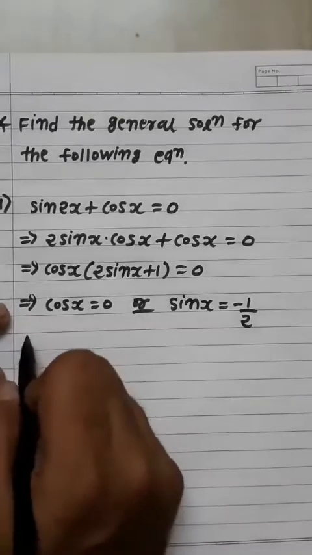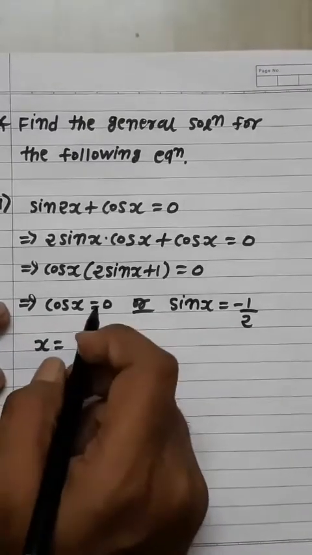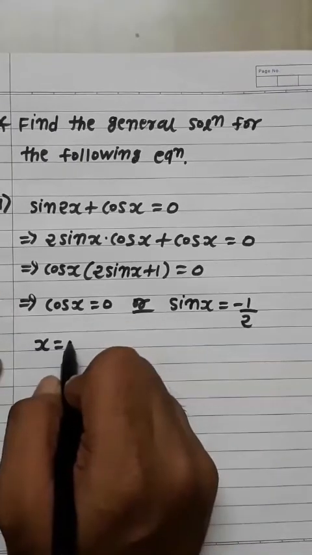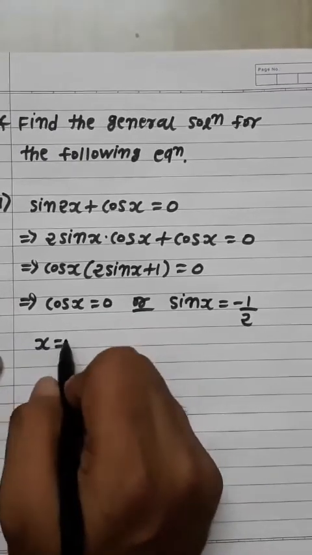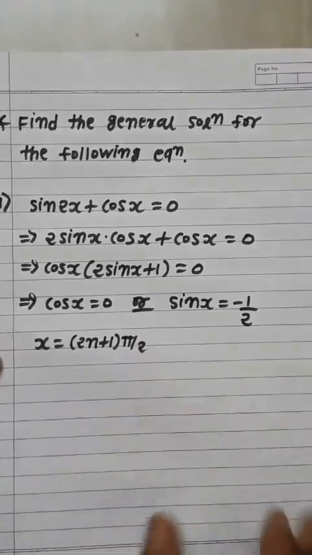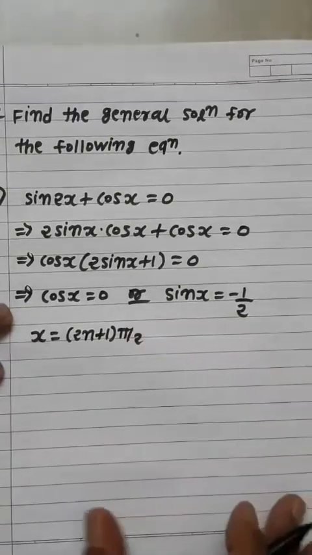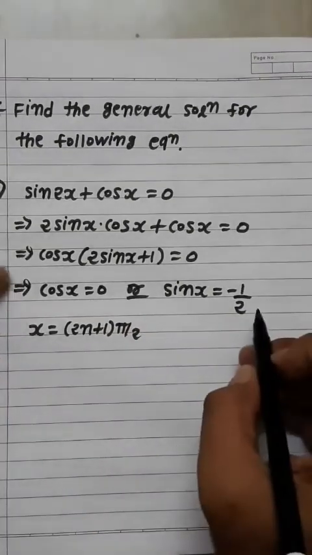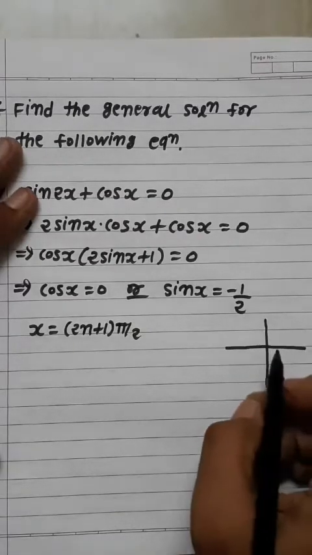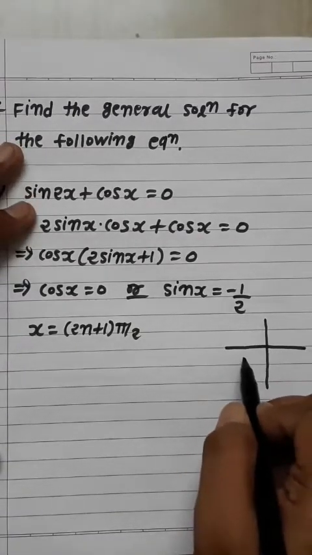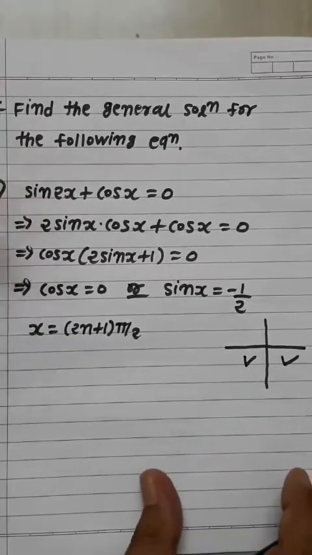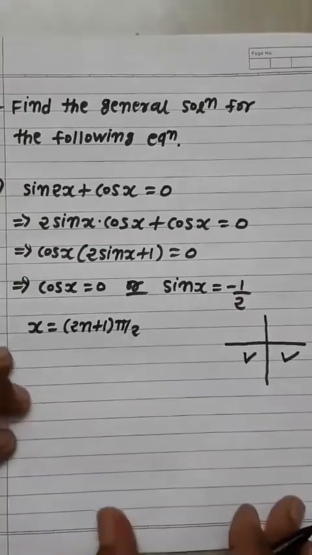Now cos x is equal to 0. We know that the direct value is x is equal to (2n plus 1) times pi by 2. Now in the case of sin x is equal to minus 1 by 2, once again, in which quadrants is sin negative? Sin is negative in the third and fourth quadrants. So first, remove this minus sign.